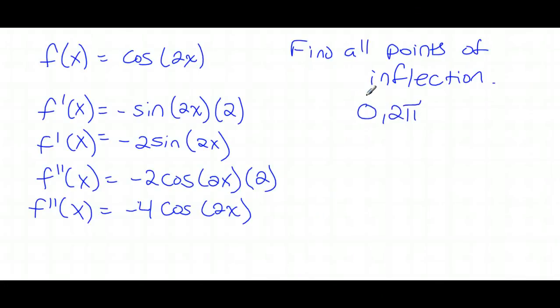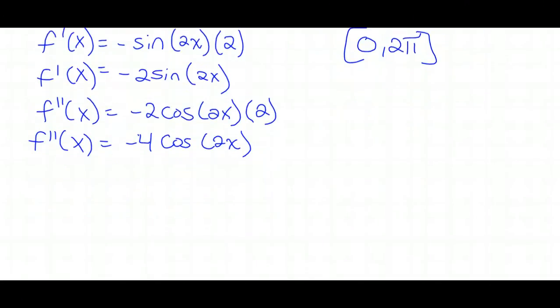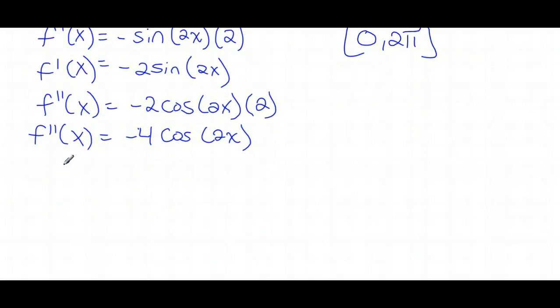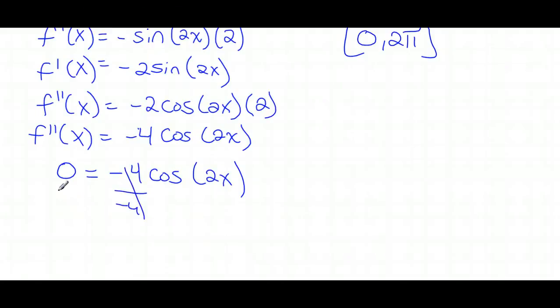Also I should state this is on the interval from 0 to 2 pi. So to find the points of inflection here, we simply set our second derivative equal to 0. So 0 equals negative 4 cosine 2x, and we solve this. So divide by negative 4 on both sides: 0 equals cosine 2x. So we want to figure out, where does cosine 2x equal 0?